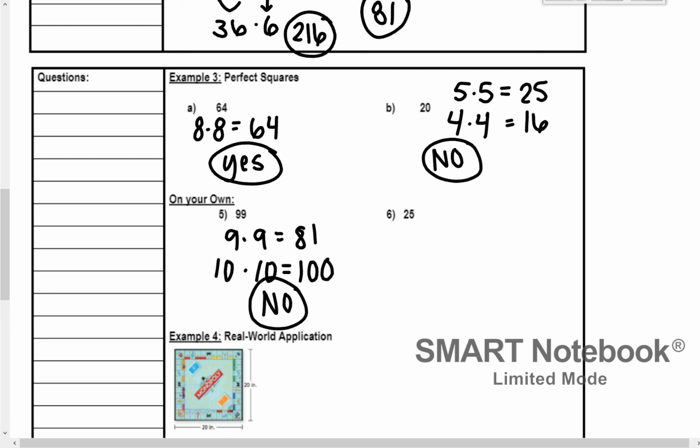Number 6, 25. We've used this number many times today. 5 times 5 is 25. Since it's a whole number times itself, 5 times 5, yes, this is a perfect square.